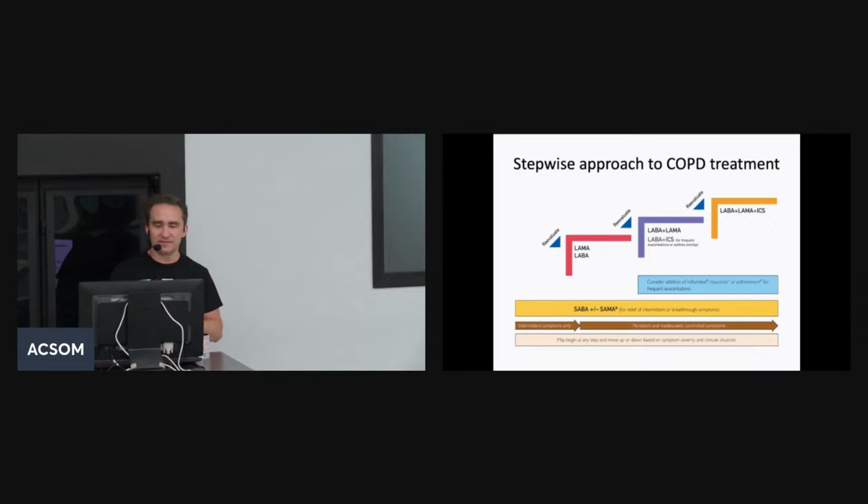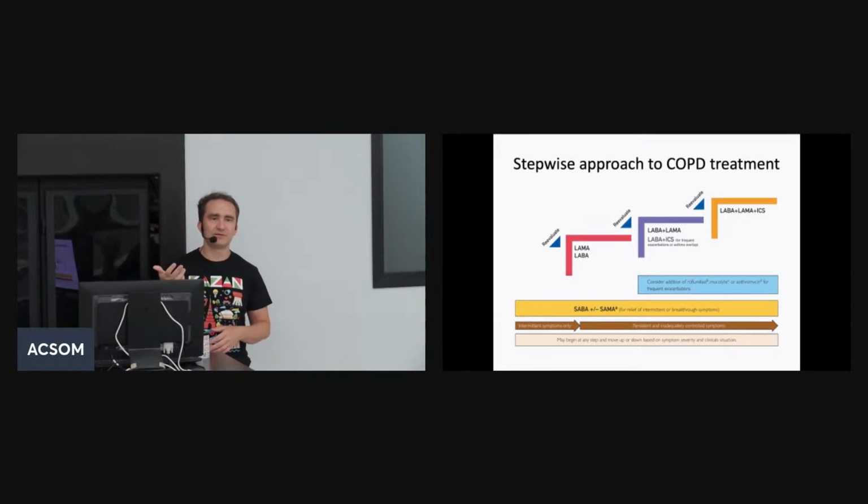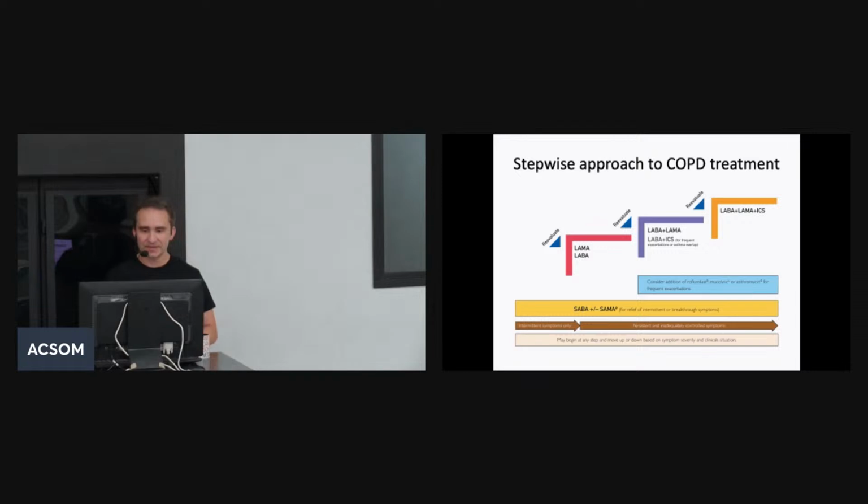And then, if it's still not enough, you may add inhaled corticosteroids. And then if it's still not enough, you may group all three of them. And there are inhalers which combine two or three medications. So it's one inhalation twice a day, and then patients will get all three medications with one puff. That makes it more convenient than using different inhalers.